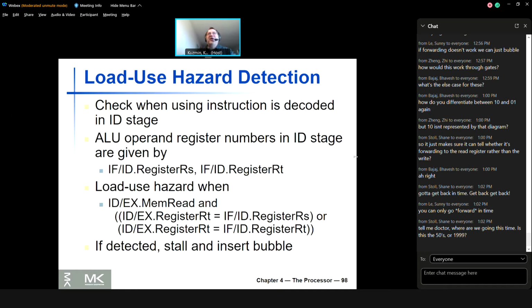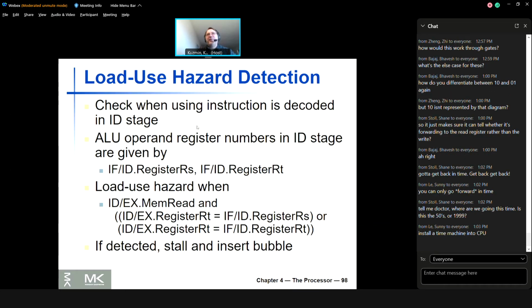All right. So, load use hazard detection. Why is it important? Because that's the case when, even with forwarding, we cannot avoid stalling the pipeline. So we check for those hazards when the instruction is decoded, which happens at the ID stage, right? The ALU operand register numbers in the ID stage are given by those registers. So it's the pipeline register IF/ID, and we check RS and RT, and we know that it's going to be a load use hazard when this condition is true.